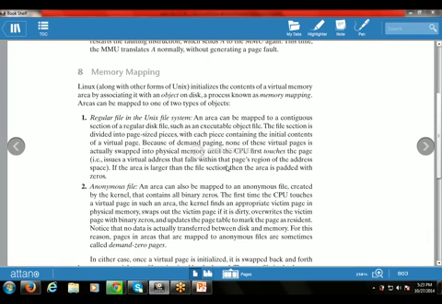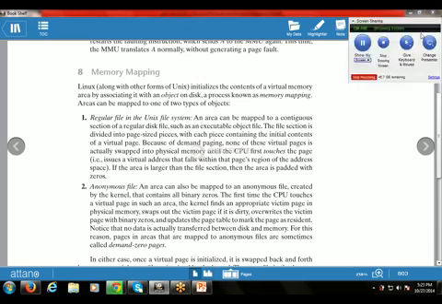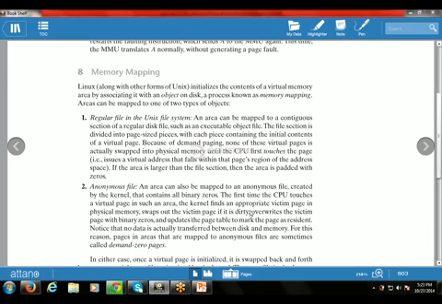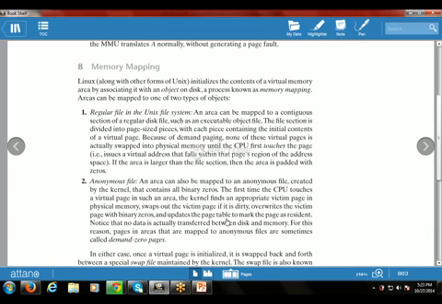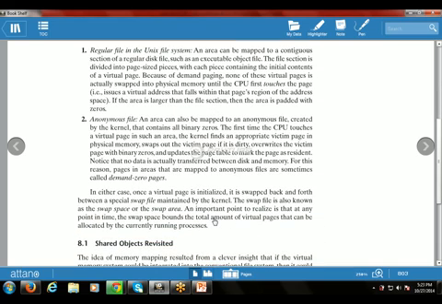So these are the two types of objects that can be mapped with the help of memory mapping. One is a regular file, and the other is the anonymous file. And these anonymous files are sometimes also known as demand zero pages. Why are they known as demand zero pages? The main reason is that they all contain initial zeros, or binary zeros. If a page is dirty, the victim page is swapped with the next page that contains all initial zeros. That's why they are also known as demand zero pages.